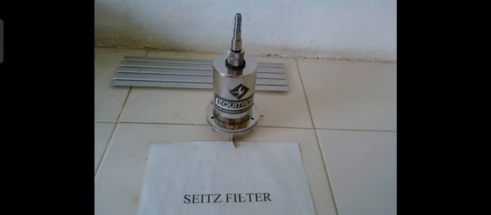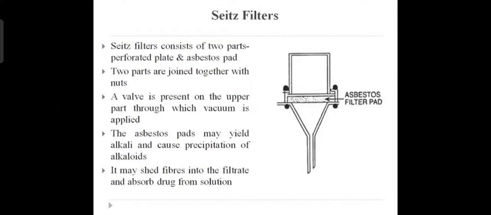A modified SITS filter in which the vacuum drawn filtrate technique has been replaced by centrifugal technique is also used nowadays, where the filter is mounted on a centrifuge which forces the filtrate into the tube. The SITS filter consists of two parts, a perforated plate and an asbestos pad. They are joined together with nuts. A valve is present on the upper part through which vacuum is applied.